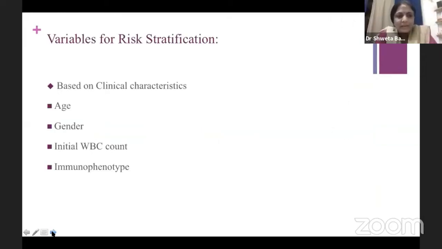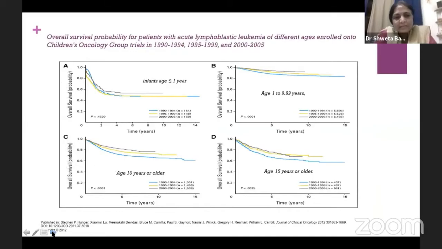We know that variables for risk stratification initially depend upon clinical characteristics like age, gender, initial WBC count, and immunophenotype. And how did we reach this? This is a paper published by the Children's Oncology Group in the Journal of Clinical Oncology in 2012. They looked at treatment outcomes and survival of patients of different age groups in different eras: from 1994, one era, 1995 to 1999, second era, and 2000 to 2005, third era. And in all these eras, they found that there is a consistency.